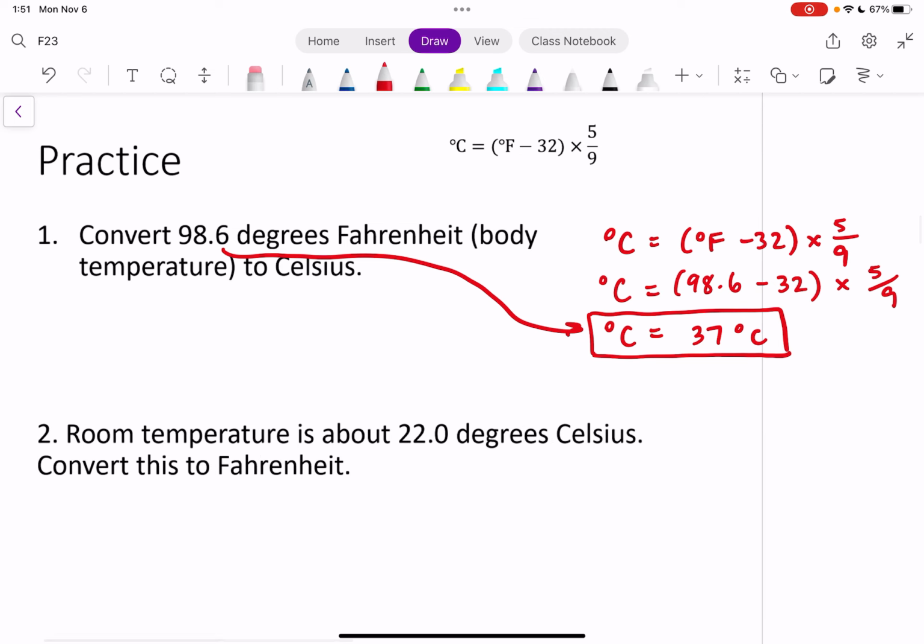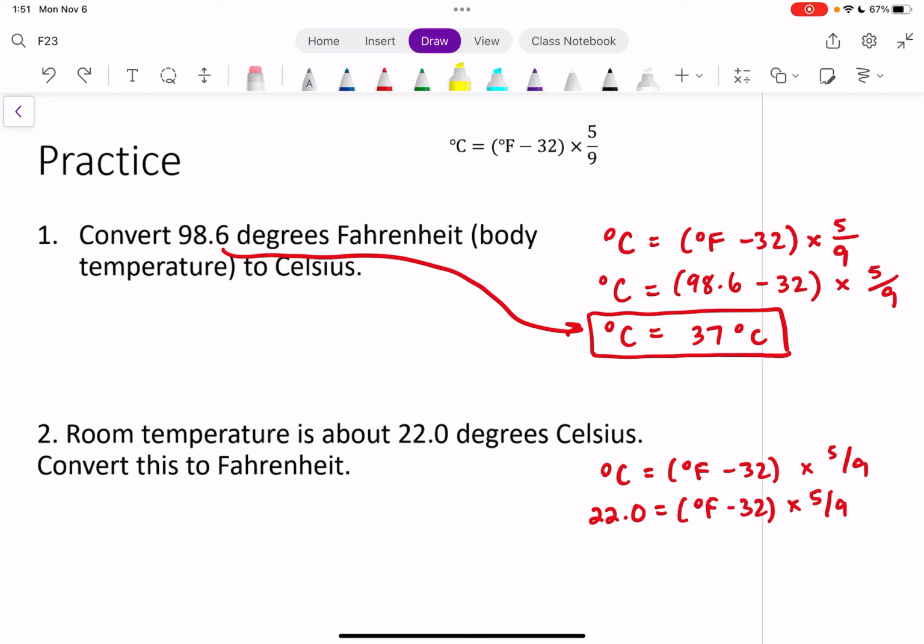All right, let's try to go the other way this time. So degrees Celsius equals degrees Fahrenheit minus 32 times 5/9. This time we start with degrees Celsius, so we'll plug that in over here. 22.0 equals degrees Fahrenheit minus 32 times 5/9. So we've got to multiply by the reciprocal on the other side. So that's going to be 22.0 times 9 divided by 5.